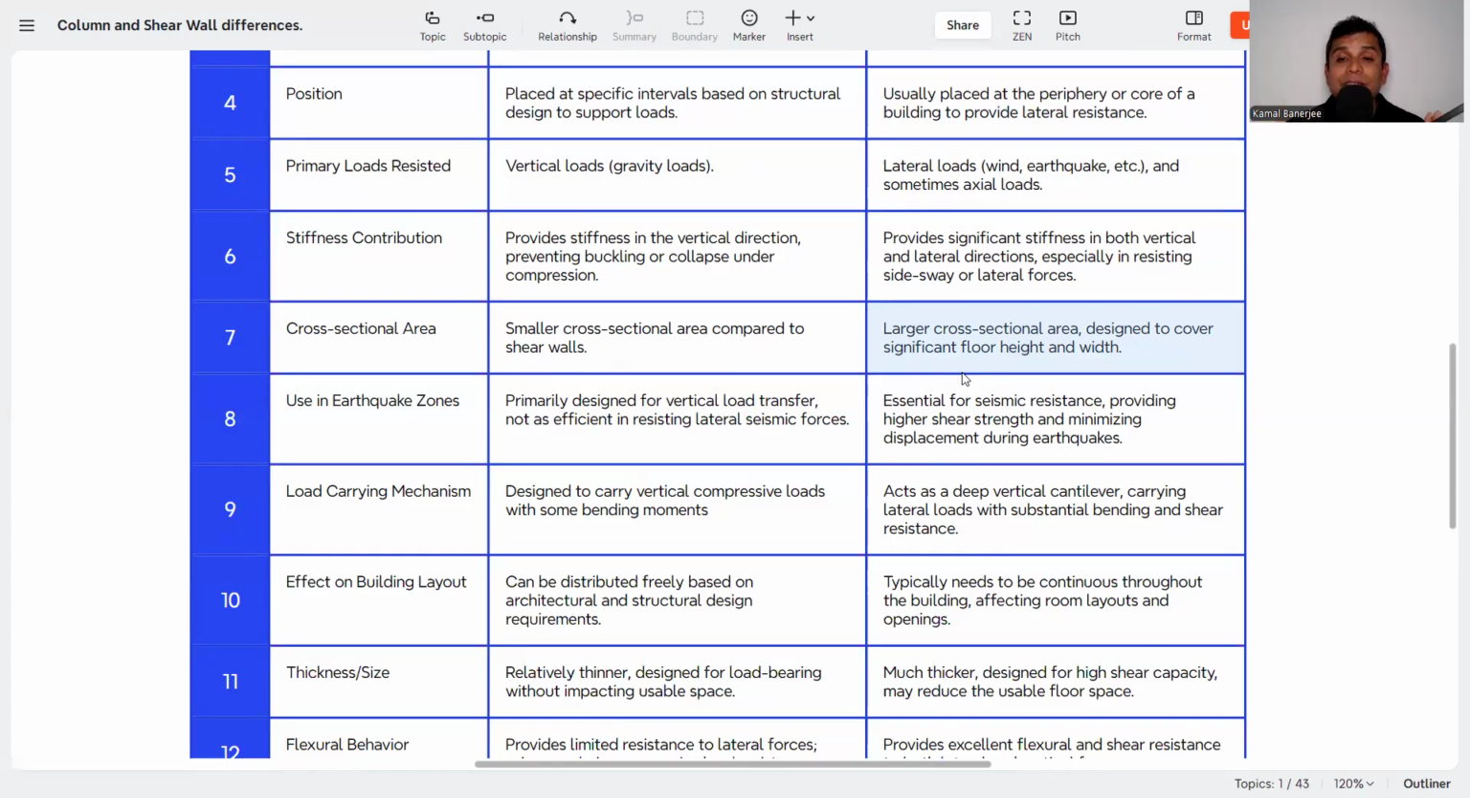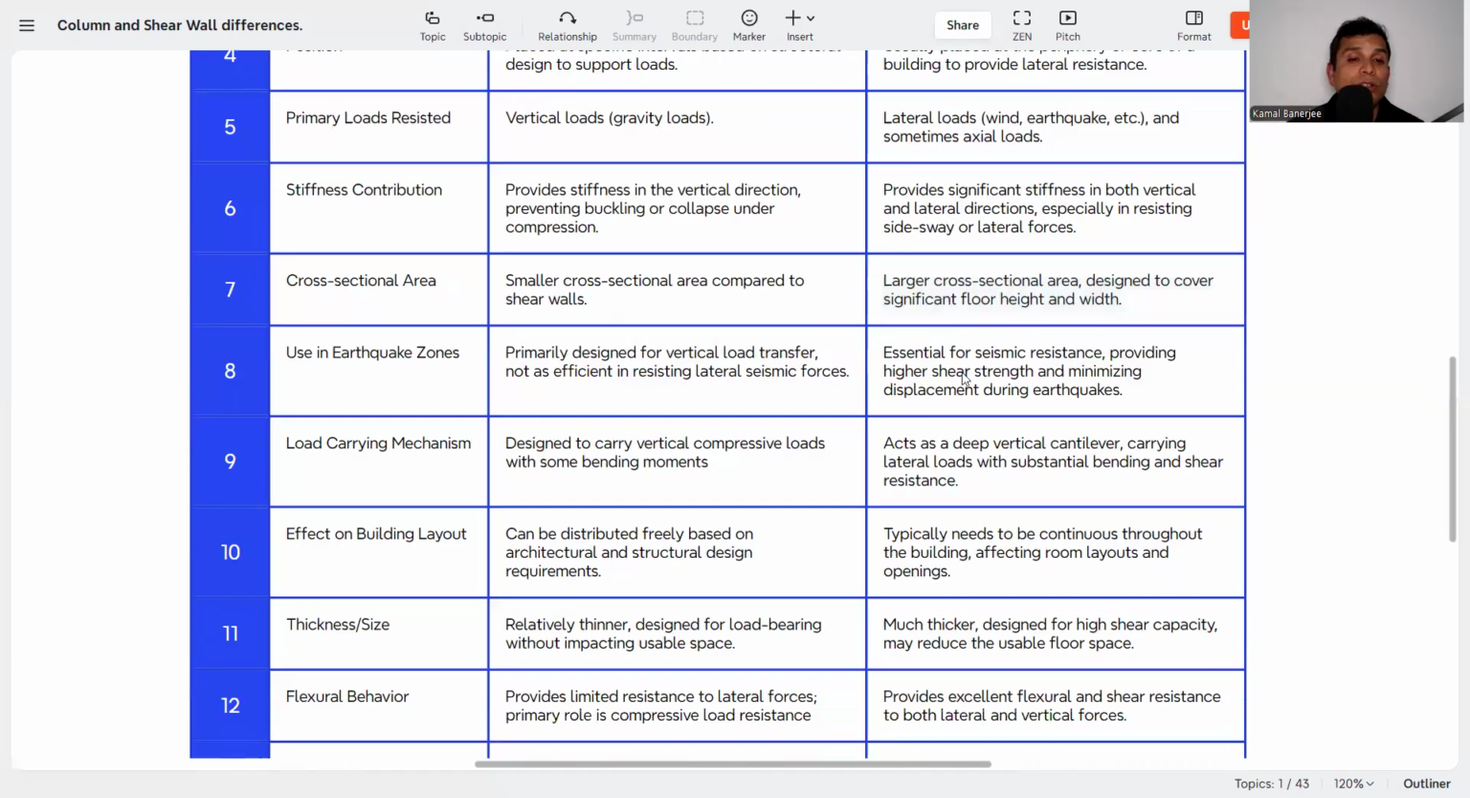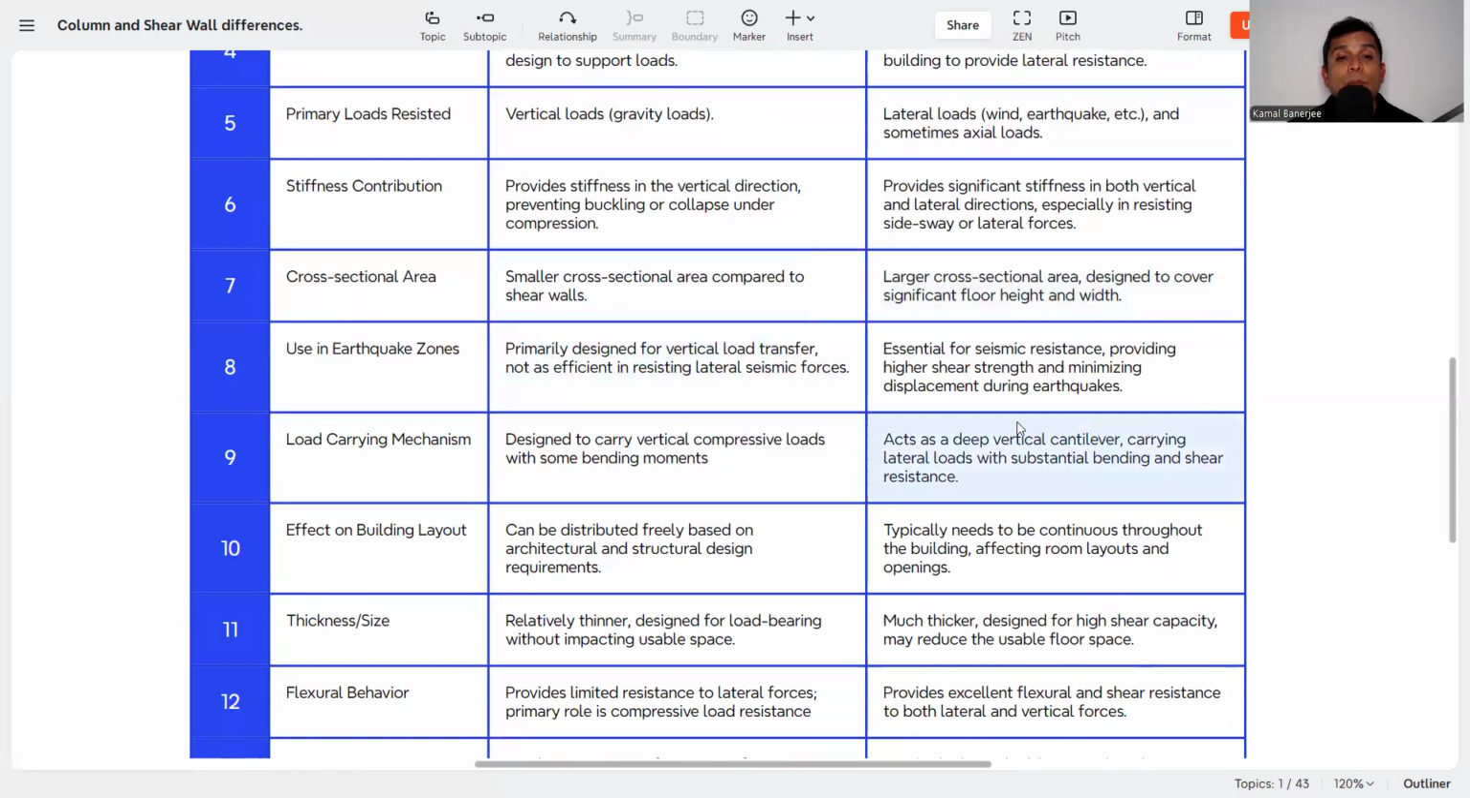So what is doing this is not only the vertical. The side sway that comes due to earthquake or wind is also taken care of by the shear wall. Then cross-sectional area: similar cross-sectional area compared to shear walls.